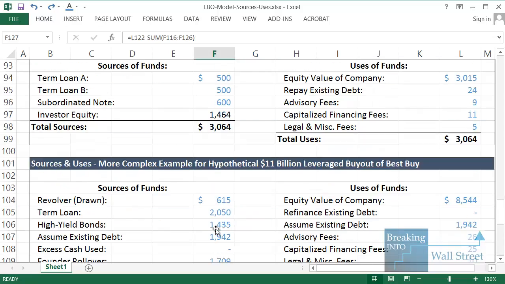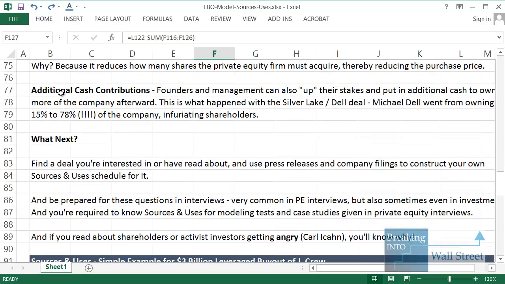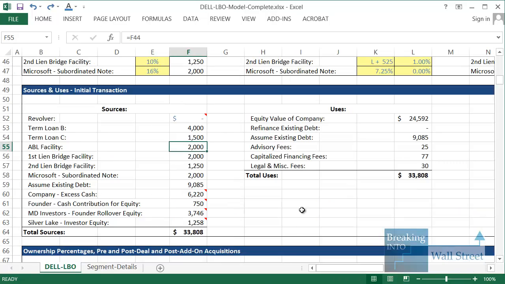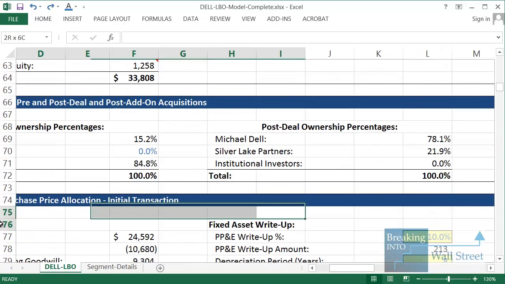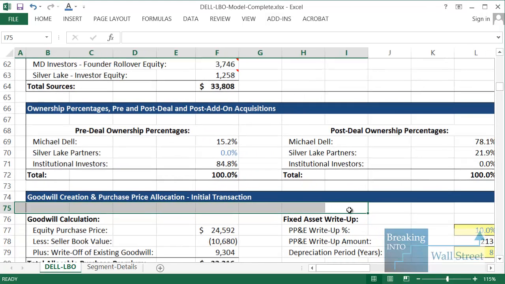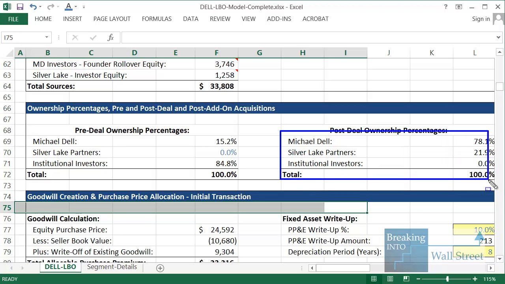So that's sources and uses. And as I say here, this is something that can really infuriate shareholders. And actually, I'm going to bring up the Dell LBO model to show you what happens. Take a look at this. Michael Dell owned 15% before, but then after the deal takes place, he owns 78% of the company. Can you imagine how mad shareholders would get at this? Because he didn't really do a great job of leading it. Yes, he owned a percentage of it, but the share price had fallen a lot, the company wasn't doing well. And then because of this deal, he ups his ownership percentage astronomically, going from 15% to 78%. And this is why people like Carl Icahn, for example, protested so much when the deal took place.